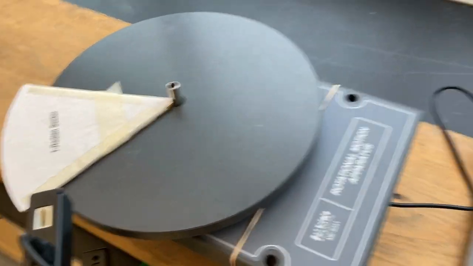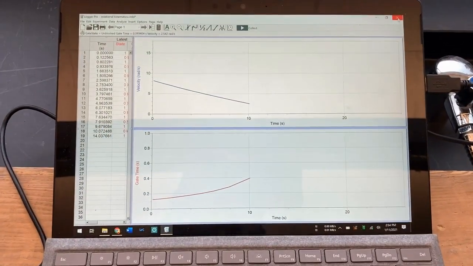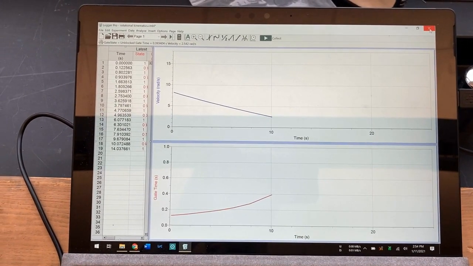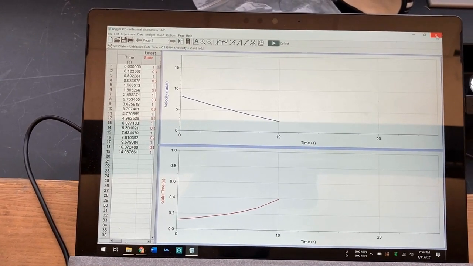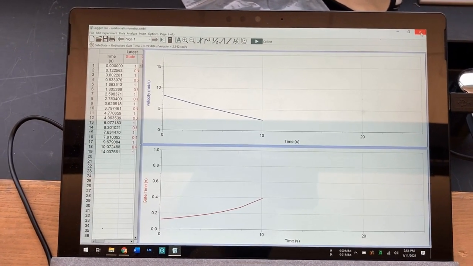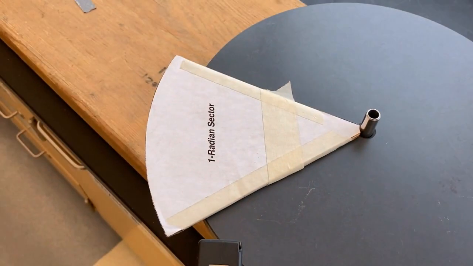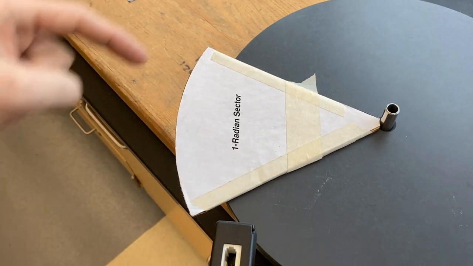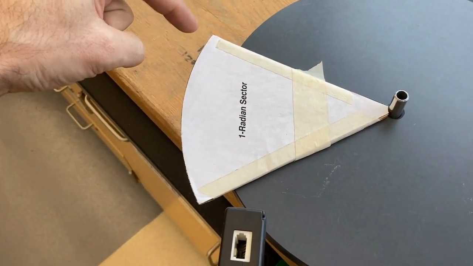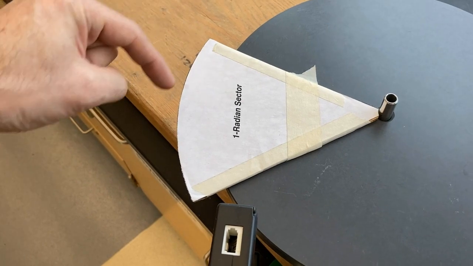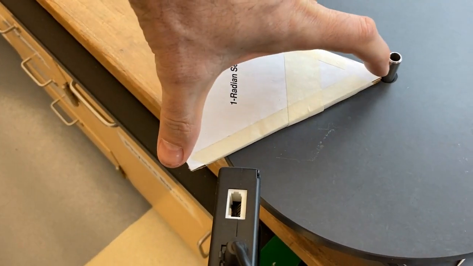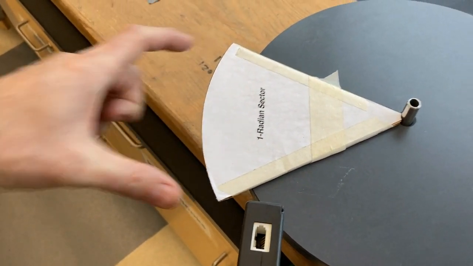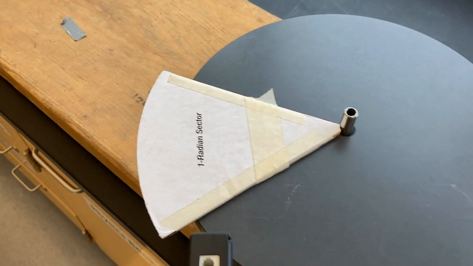I've calibrated Logger Pro to know that anytime the sensor is blocked, that is a distance, quote unquote, of 1 radian. So that's a 1 radian sector. It is a sector of a piece of pie where the arc length is equal in length to 1 radius. So if I took this 1 radian and put it over here, look at that. That is an arc length of 1 radius. That's what a radian is.